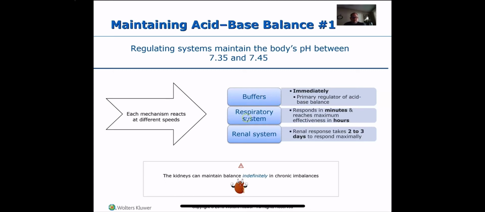Your respiratory system can take a couple of minutes, if you think about it. If you have high acid, the popular example is DKA with its telltale Kussmaul's respirations. What are they? They're rapid, deep breaths. You're breathing really fast and really deep because you're trying to expel all that CO2. That can work. It starts working in minutes because you're blowing off that extra CO2, and after hours, you can be most effective.